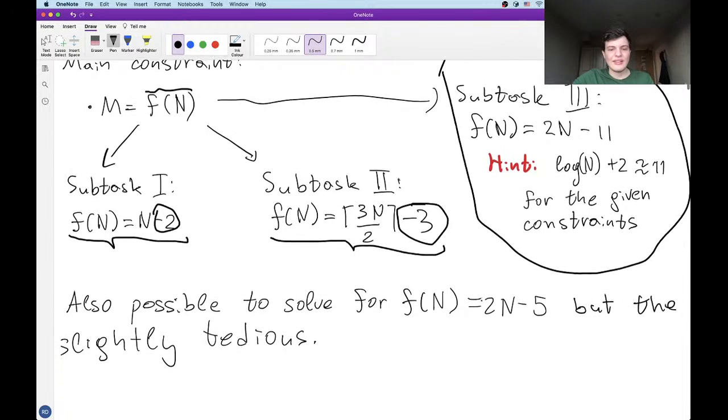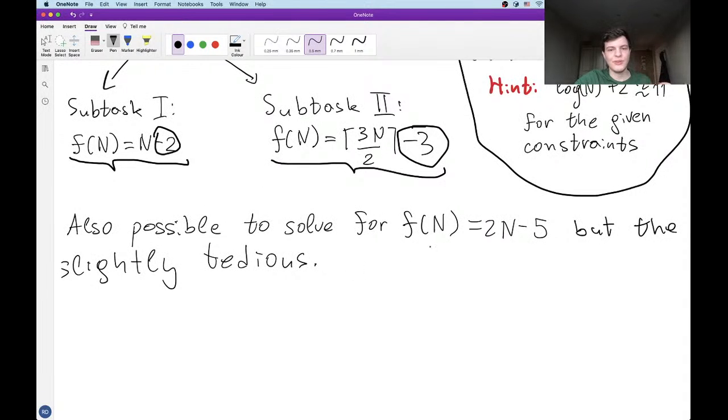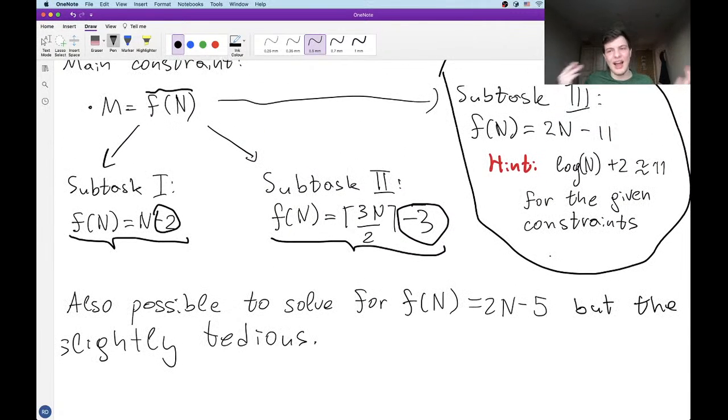And I guess those were the 3 subtasks. However, there is also a way to solve this with f of n equal to 2n minus 5. So in other words, there is also a solution that will go up to m is equal to 2n minus 5. But the analysis of the solution is slightly tedious. In the end, I'm gonna mention where you can see the paper. There is a paper, but the elegant proof is for 2n minus 11. Even this was pretty hard apparently for people to find out.